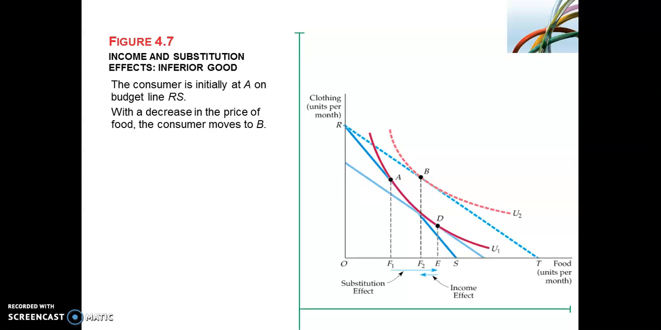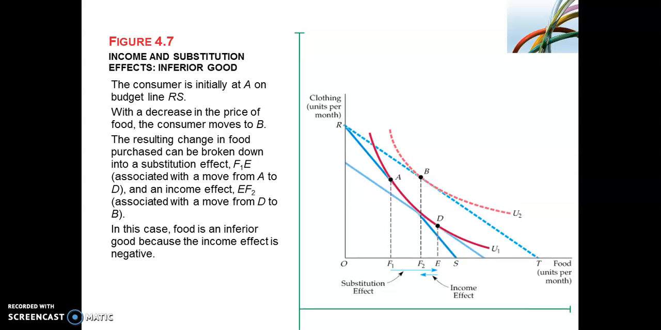Now, the total effect is thus given by the movement from A to B. That is the total effect. But we can break down this total effect by looking at what the substitution effect was and the income effect. And because this good is an inferior good, we can see this income effect is negative. So let's break it down. So the resulting change in food purchased can be broken down into the substitution effect being F1E.